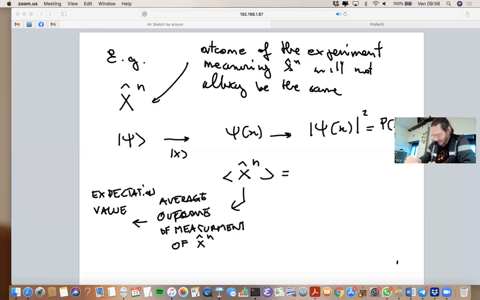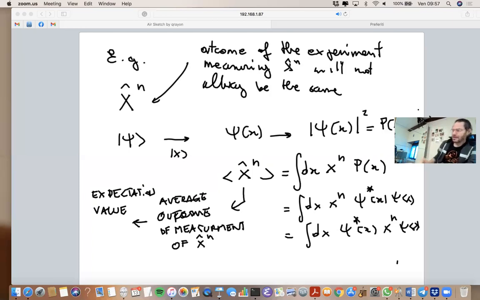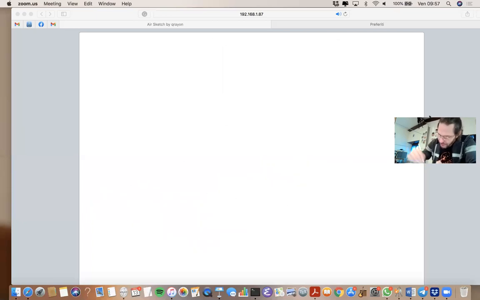Well, all I have to do is to take x to the n and the corresponding probability, which is basically psi star of x times psi of x. And I can also rewrite it as psi star of x, x to the n, psi of x. So in Dirac notation, what I discovered is that the expectation value of this operator can be written in the following way.